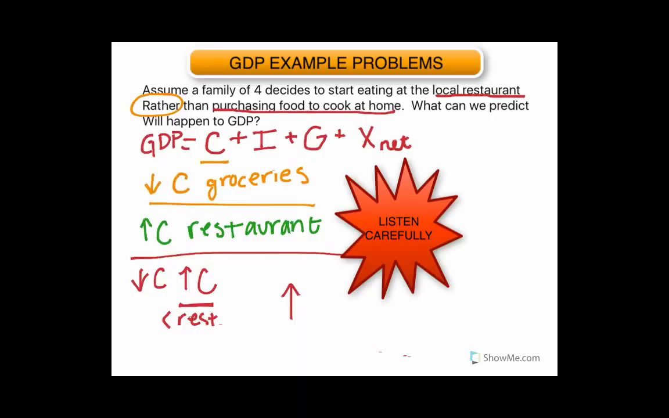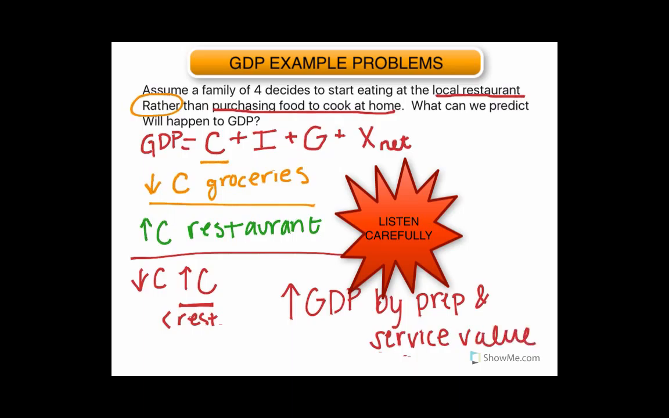And if we wanted to be a little more specific, it's increasing by the value added of the restaurant's prep and service, since they also have to buy the groceries. So: increase in GDP by the prep and service value. And that's it for this question.